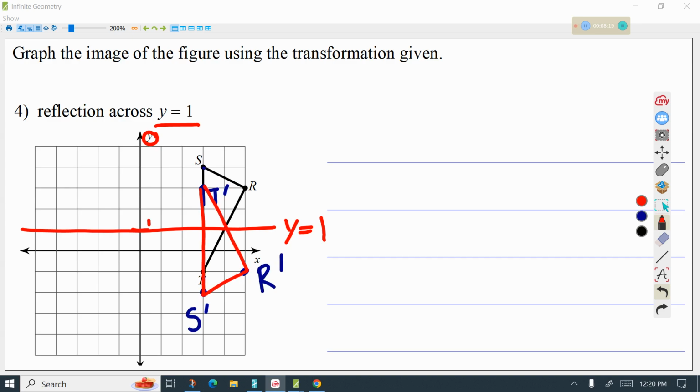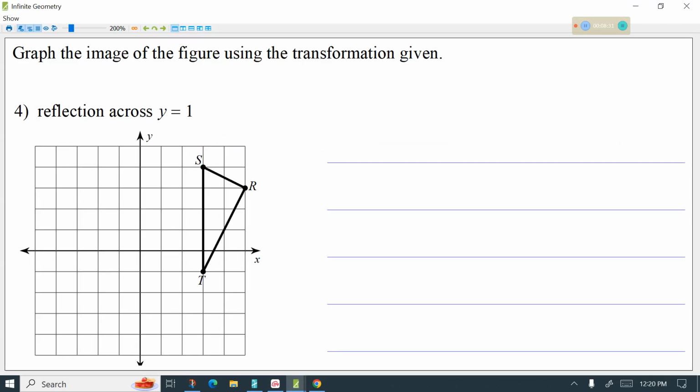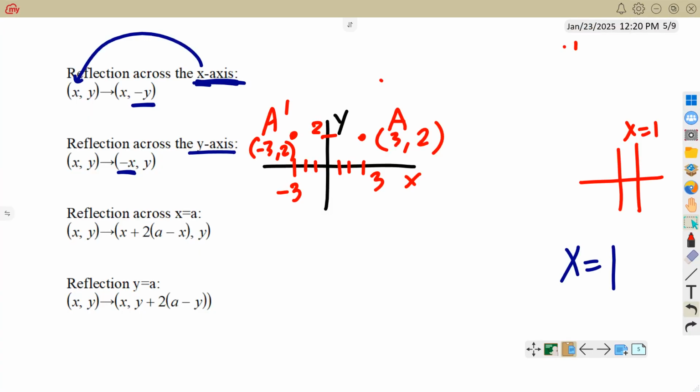Okay, we should have that triangle. All right. So this is how you do those reflections across the x equals or the y equals. Let's go try the next one for x equals. So in this case, we have x equals -1.